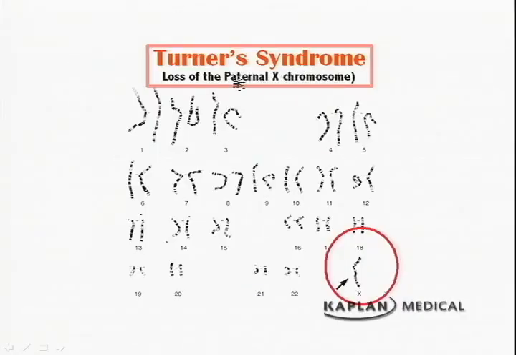And here we have Turner syndrome. It is a loss of the paternal X chromosome. Now that would be worth remembering for the exam. Loss of the paternal X chromosome, and you can see there's only one X chromosome here.